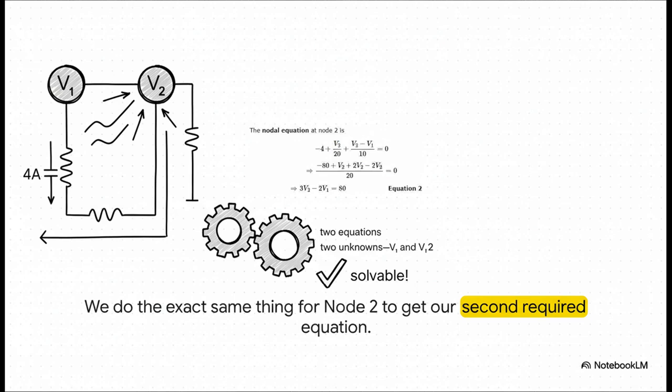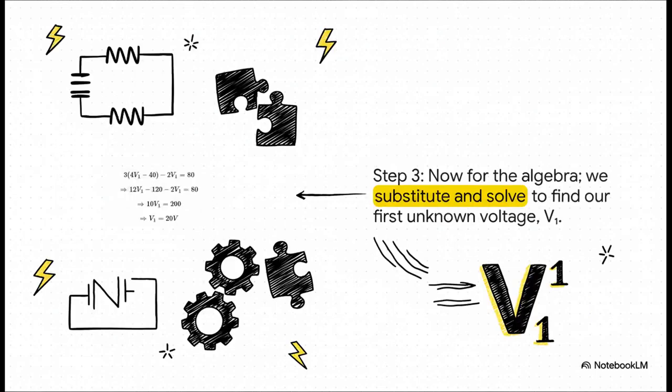So what do we have now? 2 equations and 2 unknowns, V1 and V2. This is totally solvable. And here comes the really satisfying part, the algebra. From our first equation, we have a neat little expression for V2, and we can just plug that right into our second equation. What's so cool is you can watch the puzzle start to simplify right in front of you. Once we substitute, one of our unknowns just disappears, and it becomes a straight shot to solving for V1.